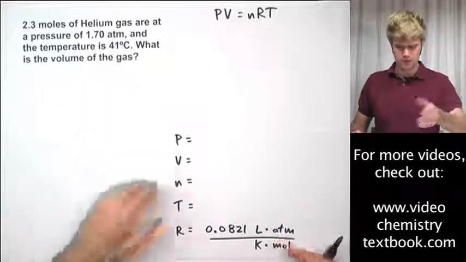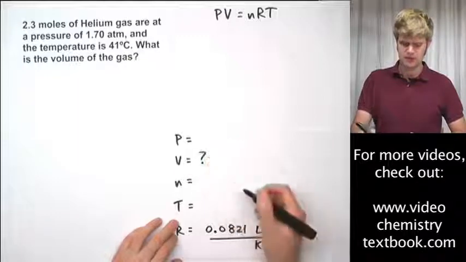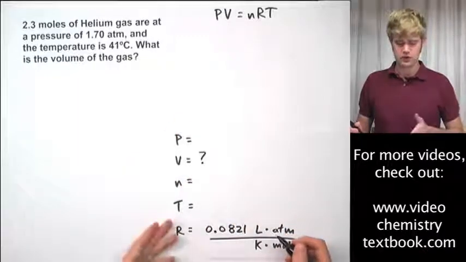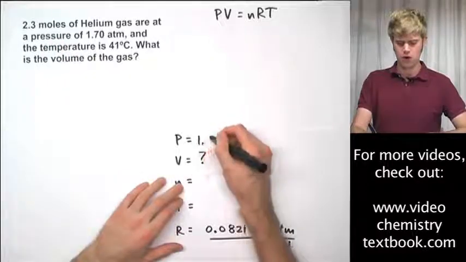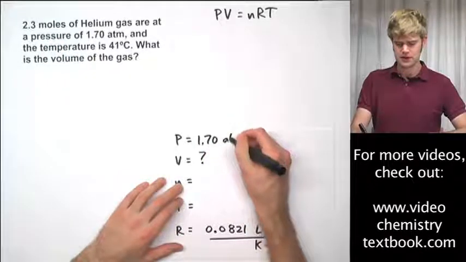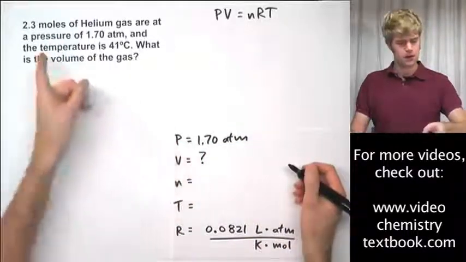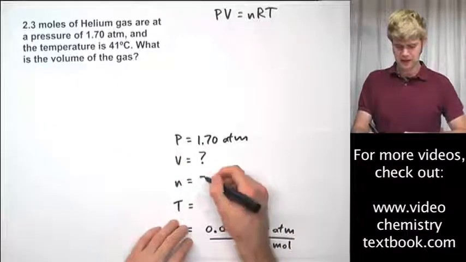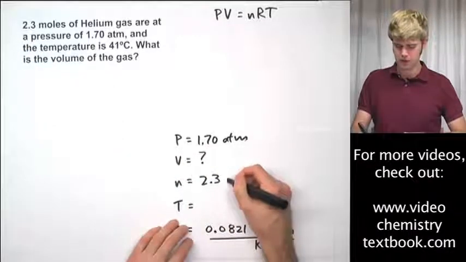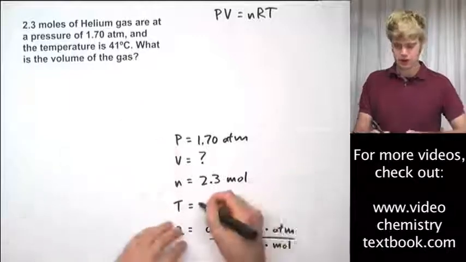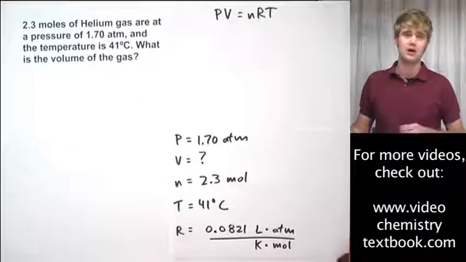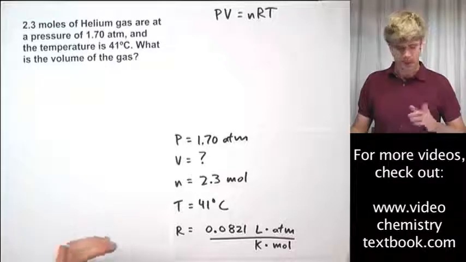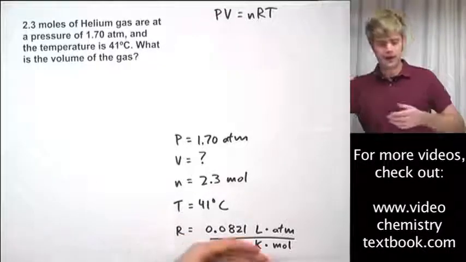What's the volume of the gas? V is going to be the value that I'm solving for. Now let's plug the other ones in. All right, so we have a pressure of 1.70 atm. We have the amount of gas is 2.3 moles, and the temperature is 41 degrees Celsius, which you probably already know we're going to have to end up converting to Kelvin. Okay, so let's go ahead and do that right now.